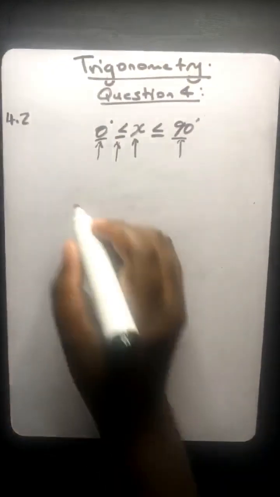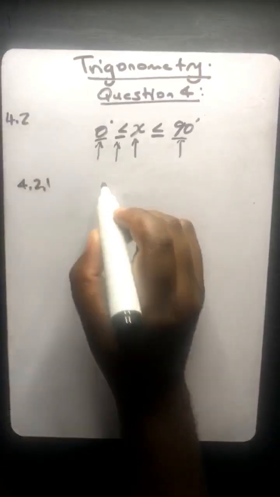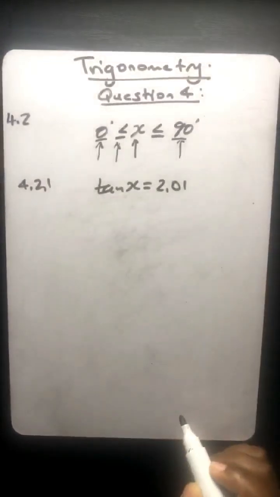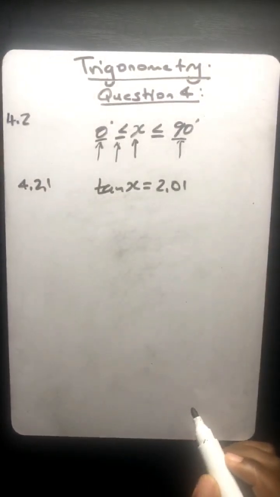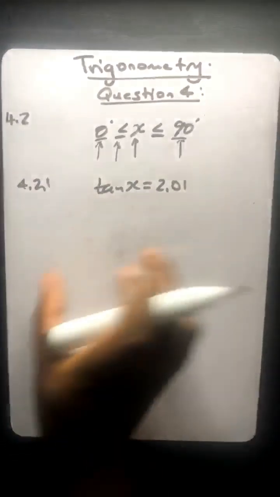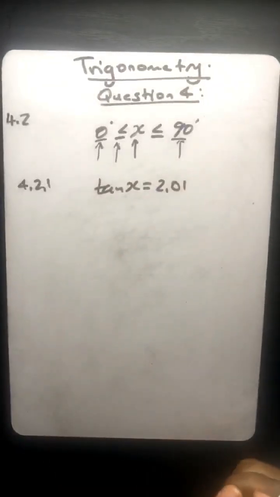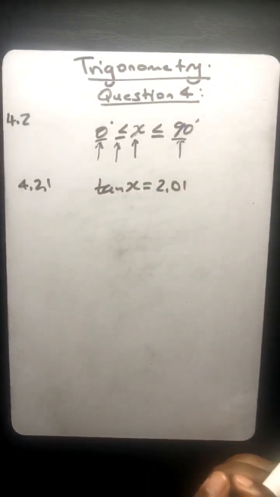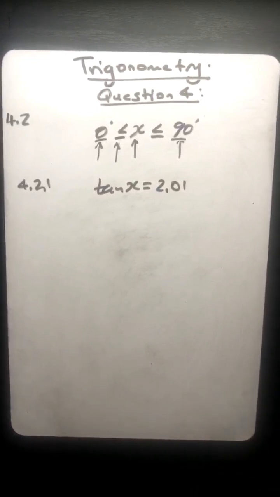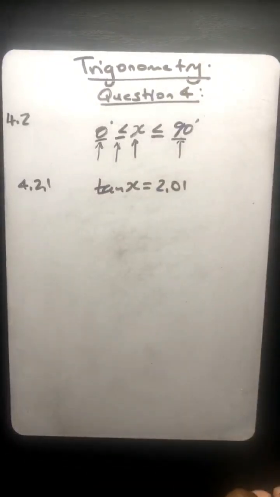So let's see, 4.2.1, this is what we are having. Tan x equals 2,01. It does look simple, but most importantly, in trigonometry, what they do is take these simple things and combine them together and ask you questions based on that. So never ever underestimate baby steps, if I can put it that way, because this prepares you for those complicated things. So when you do something which is complicated and you don't understand it, just know that it is not the problem that you should be facing.